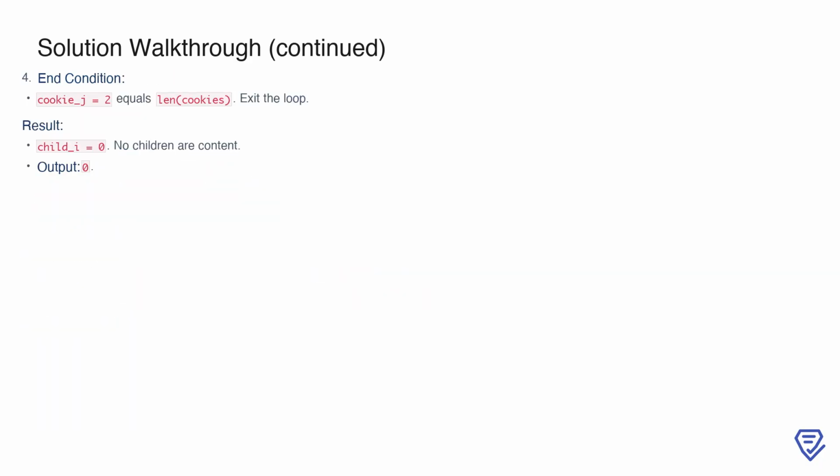At this point, the pointer cookie_j equals the total number of cookies, and the loop ends. Since no cookies were able to satisfy any child's greed, the value of child_i remains 0, indicating that no children are content. The output for this example is therefore 0. This demonstrates how the algorithm efficiently handles cases where no solution is possible, as it simply iterates through the cookies until no further matches can be made. This concludes our walkthrough of the solution.